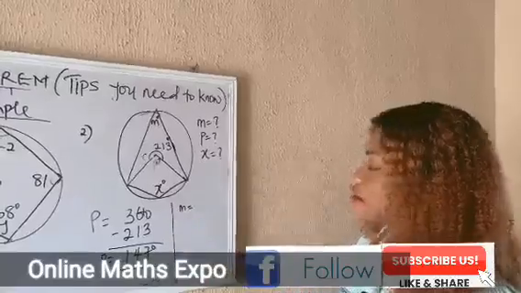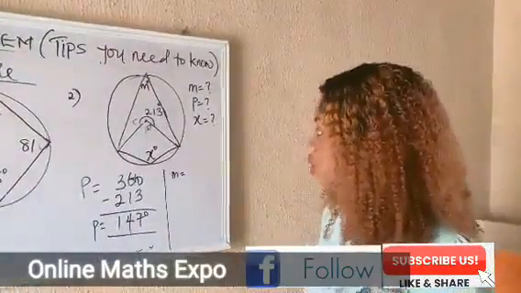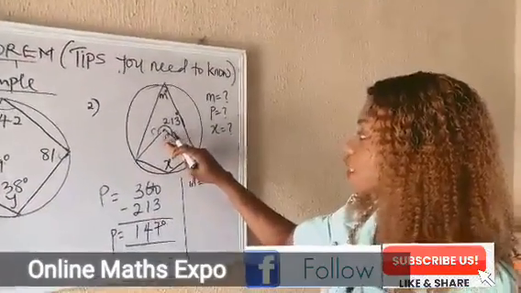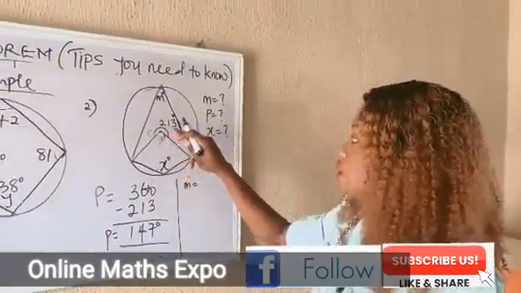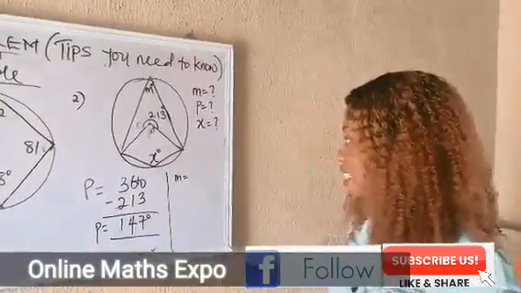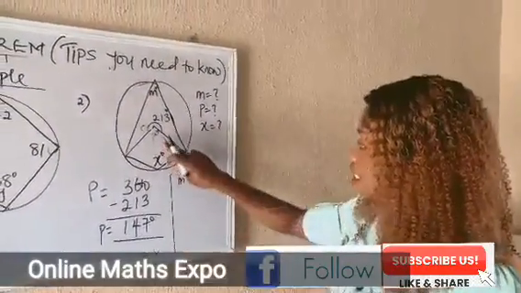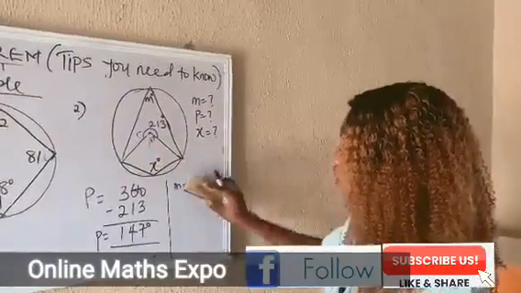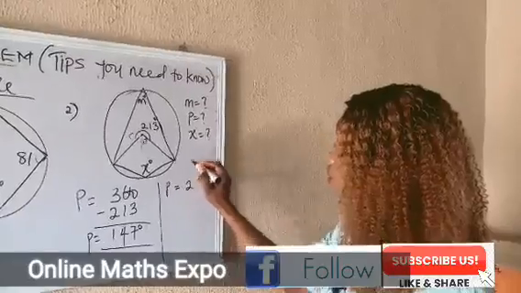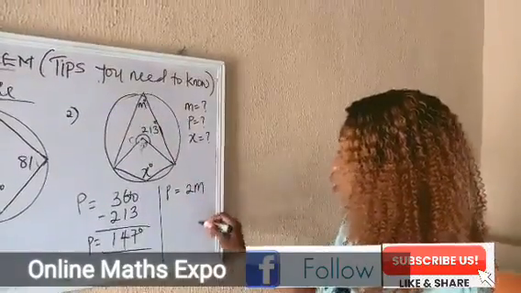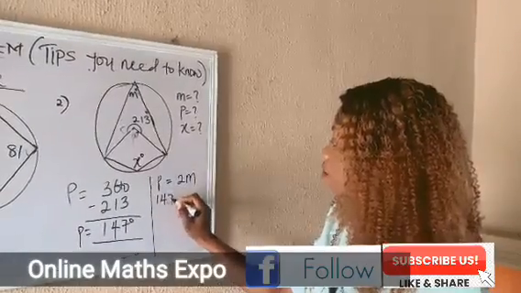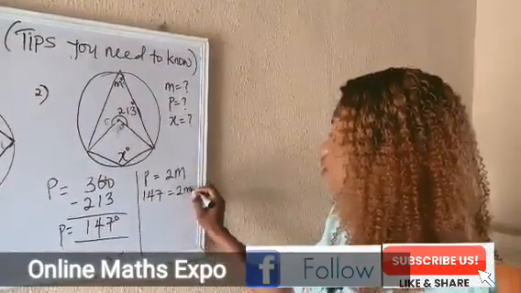Angle M, remember the first theorem we treated: the angle at the center is 2 times what you have at the circumference. So in that case, this angle P will be equal to 2 of what we have at the circumference. And what do we have as P? Our P is 147, which is equal to 2m.